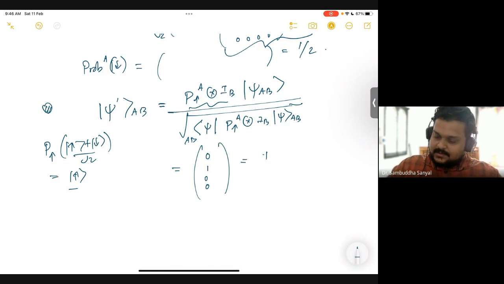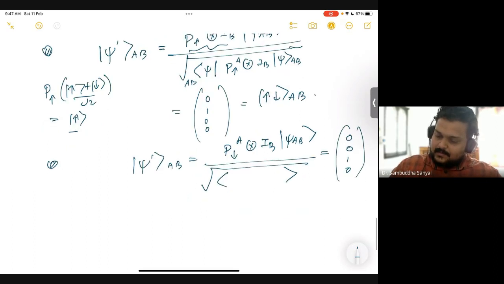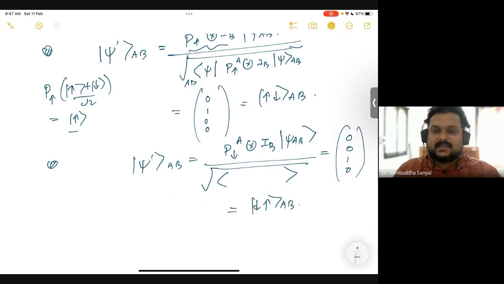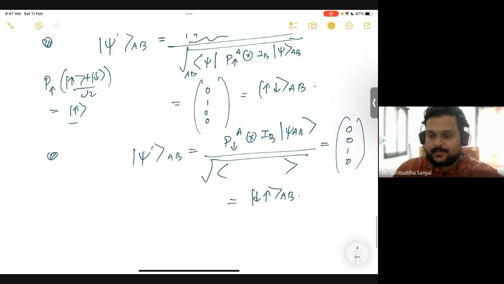Which is... similarly, if you do psi prime equal to, for the down spin, you get the same thing. It means down up here. So this is just to demonstrate that this is already something we have seen and know. I am just showing you how to do it using these operators.